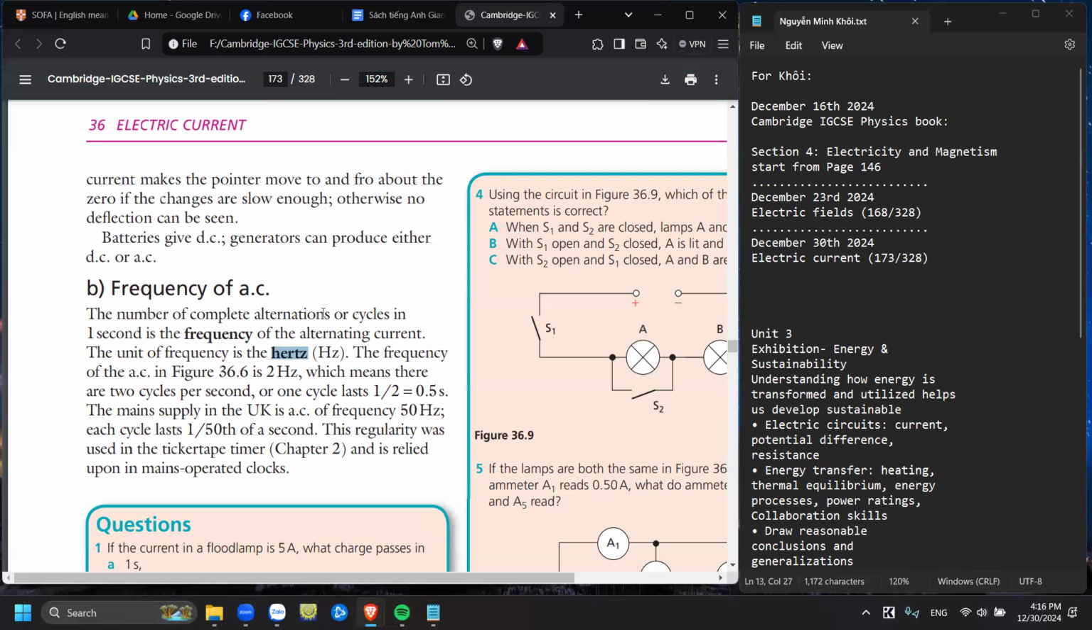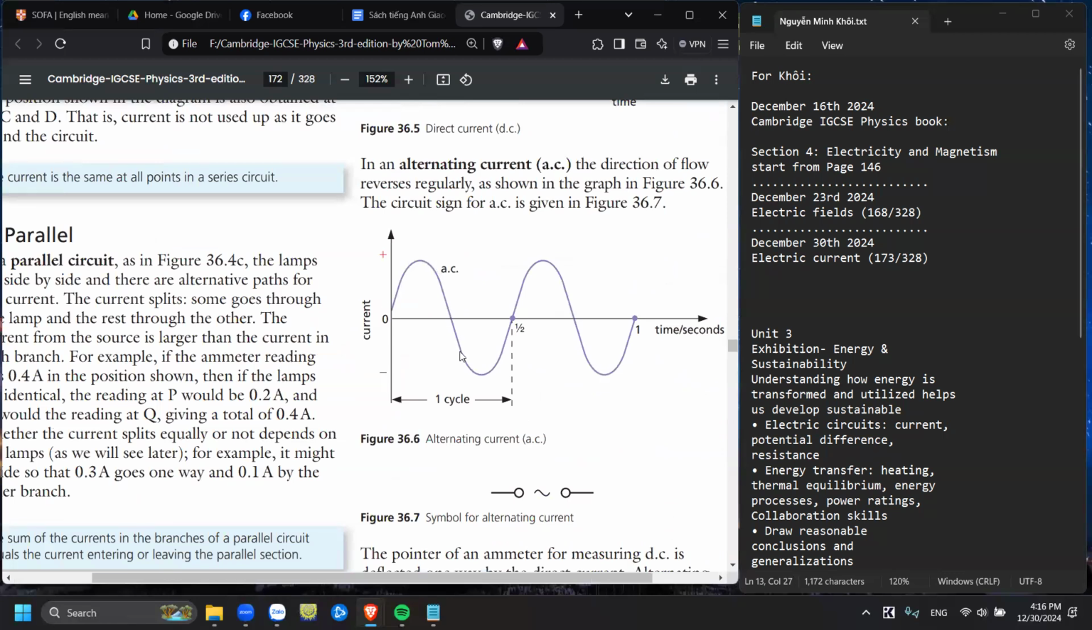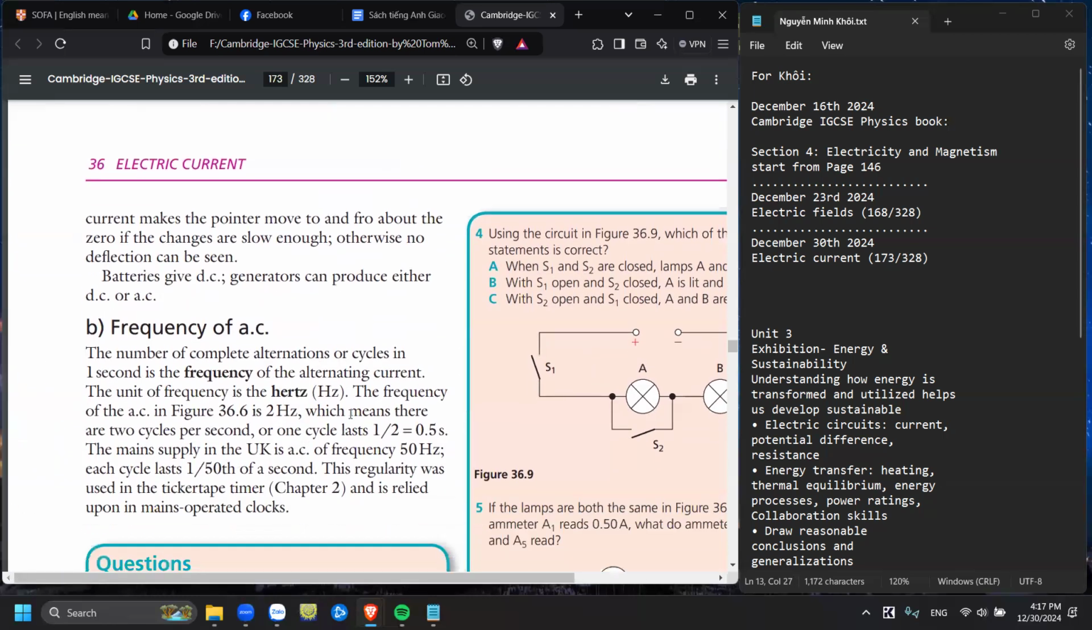So the number of complete alternations or cycles in 1 second is called the frequency of AC. For example, let's look at this one. The flow goes up and then down and then up again, so it comes back to the original point. So this is one cycle of an AC. Up, down, up again. This is another cycle. So the number of cycles per second is called the frequency of the AC.